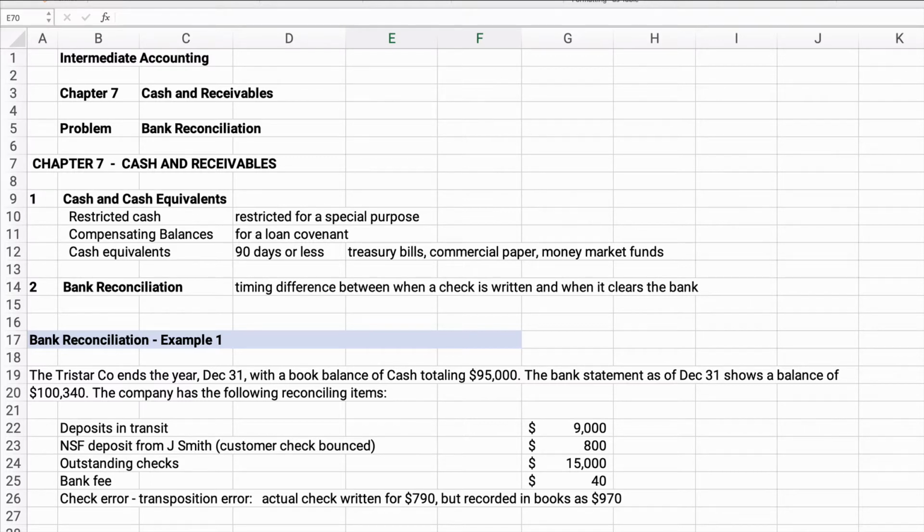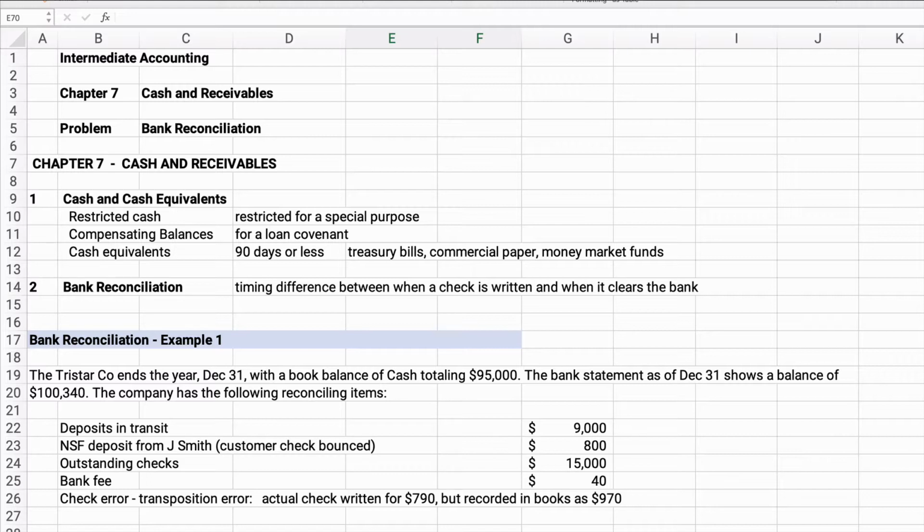So Chapter 7 talks about cash and receivables. A couple of little terms real quickly. You could have restricted cash, so it's restricted for a special purpose, and you're signaling to stockholders or readers of your financial statements, hey, this is for a particular purpose and we're not going to use it to pay dividends or whatever. There's also compensating balances. Sometimes with a loan covenant, we're required to maintain maybe $100,000 of cash to pay that off or to partially pay that off. So that would be a compensating balance.